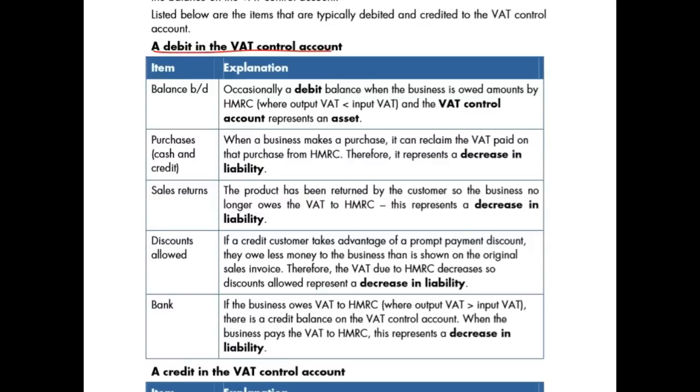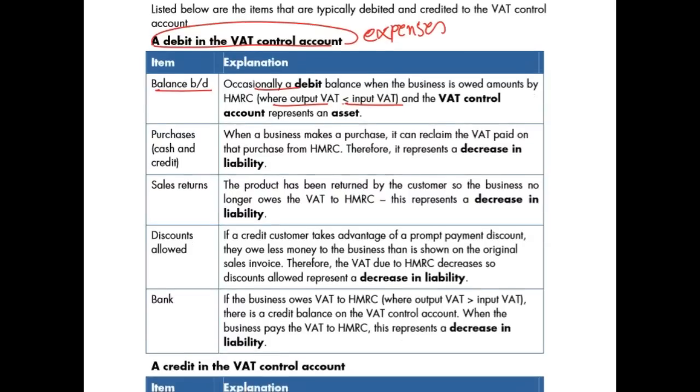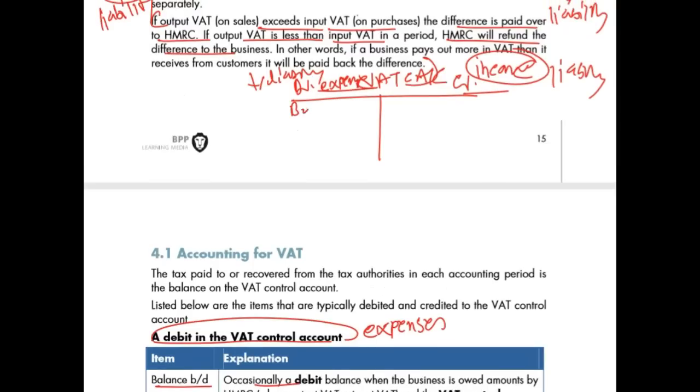The debit side of a VAT control account means expense related VAT, business expense. It means you are spending money and you can reclaim this VAT. You can start with a balance BD, which happens rarely, but if your output VAT, meaning income VAT, is less than the input VAT, then it happens occasionally. Debit means you can reclaim that money from HMRC. That's your balance BD on the debit side.